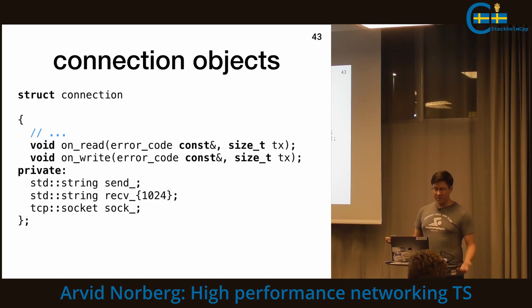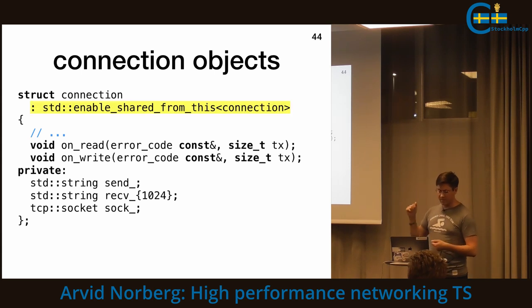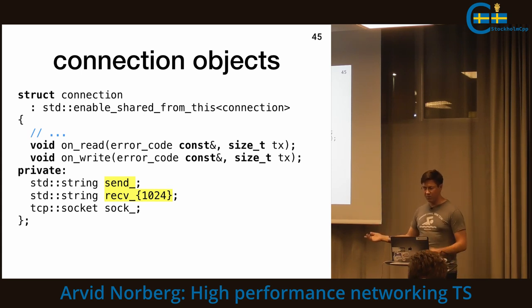So, as I mentioned, to make sure that it stays alive for all the outstanding asynchronous operations, we need to make it held by shared pointer. So we derive it from enable_shared_from_this. And we have the send buffer and the receive buffer. The send buffer is what we'll keep sending out, and the receive buffer is where we will receive incoming data. And then we contain the socket, obviously, as a member.